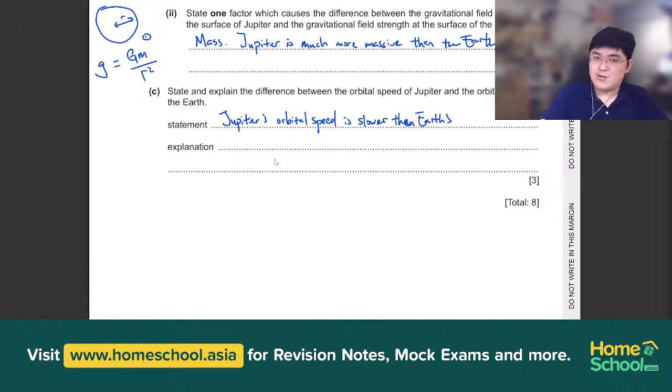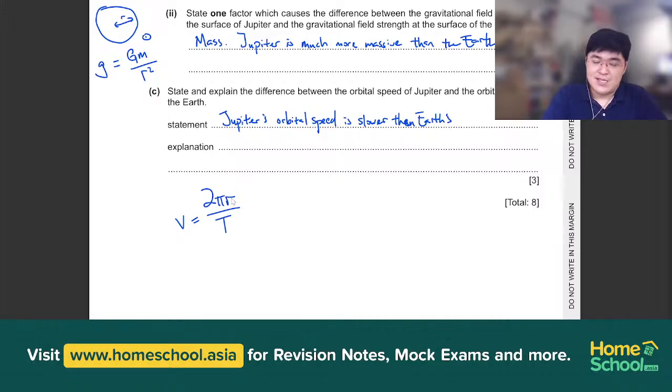And why is that so? Because we do know that orbital speed is given by this equation: v equals 2 pi r over t. T is time, r is the radius from the sun, and v is the orbital speed. We do know this. And so, as you can see over here, let me just write it down nicely.